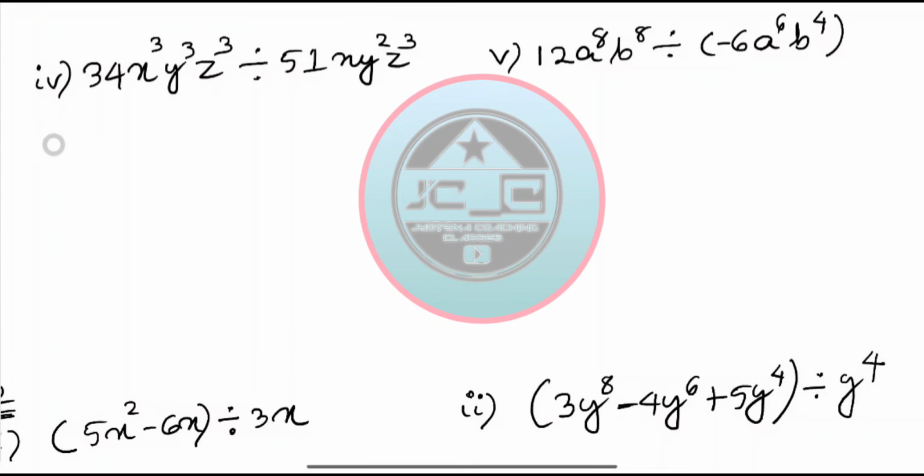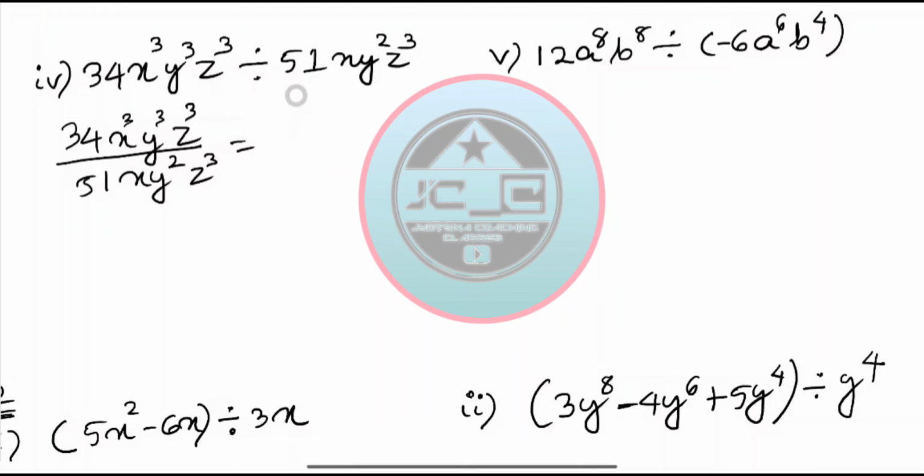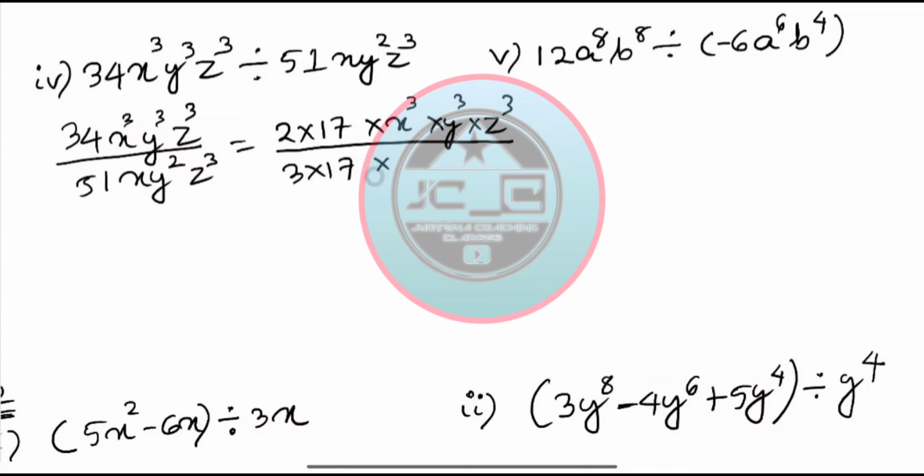Now bit iv, as we know, 34x cube y cube z cube, and this is divided by 51xy square z cube. Now directly we should be writing 34x cube y cube z cube whole divided by 51xy square z cube, right? It is equal to, 34 is how much? 2 into 17, whole into x cube into y cube into z cube, whole divided by 51, which is 3 into 17 into x into y square into z cube.